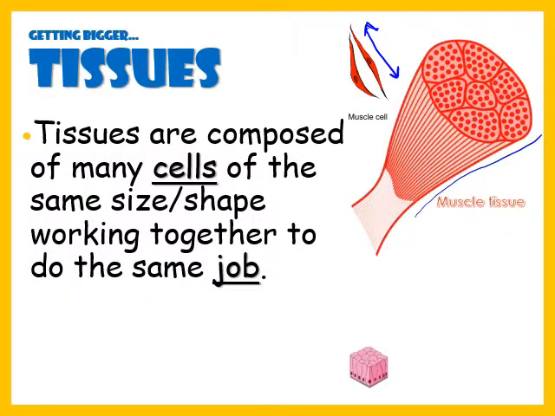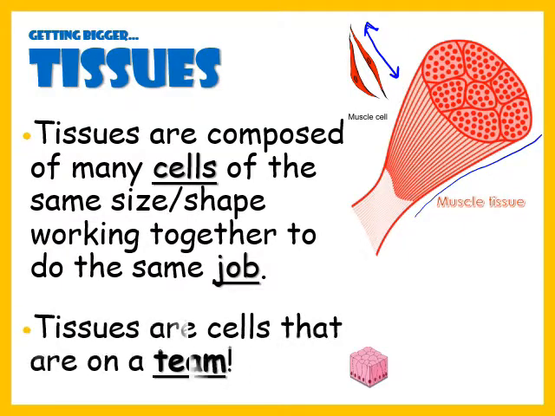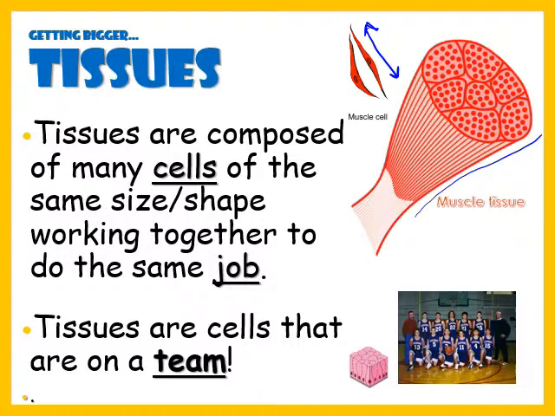Muscle cells move by basically lengthening and shortening. So you could think of tissues as being like cells that are on a team, right? They all look alike, just like a team does. They all wear the same jersey. They may not be quite exactly the same size and shape, but they're all performing the same job, right? Which in the case of basketball, you're trying to win the game. In cells, you're just trying to do one particular function to stay alive.